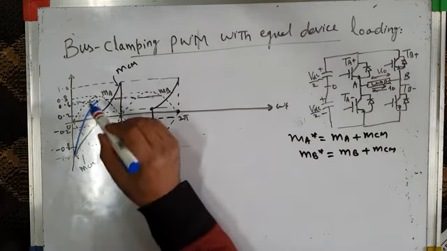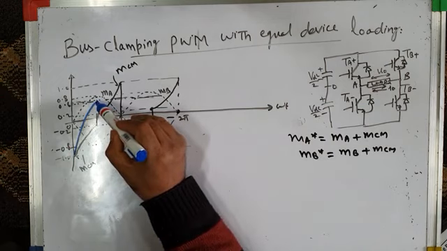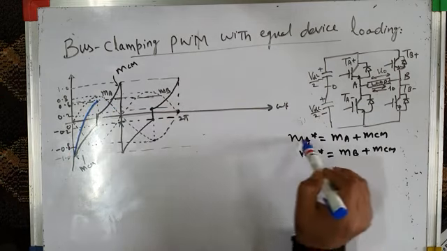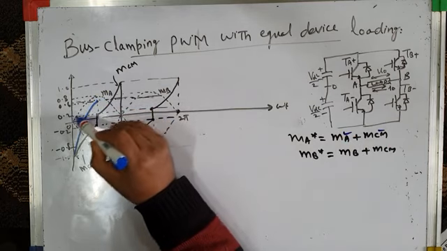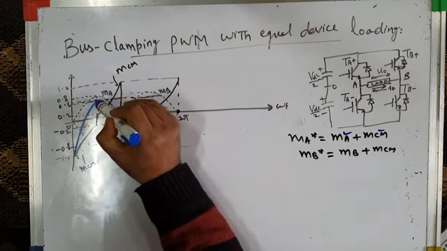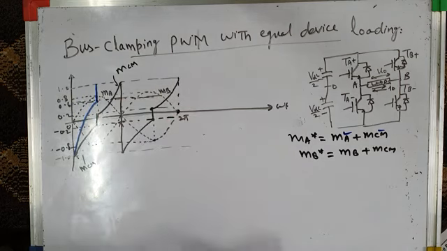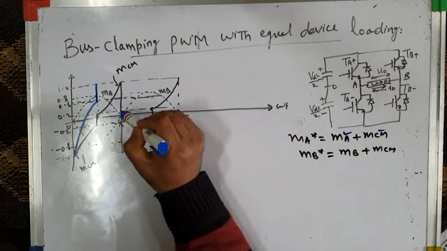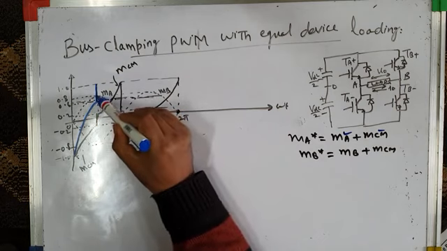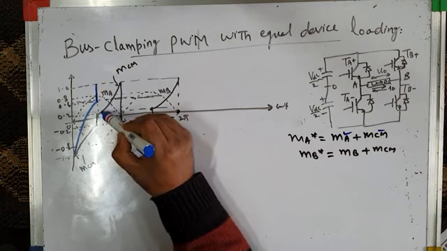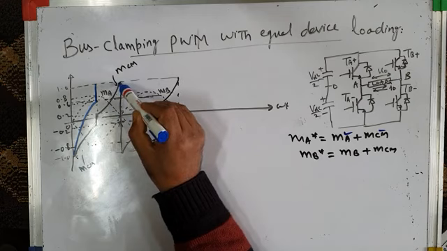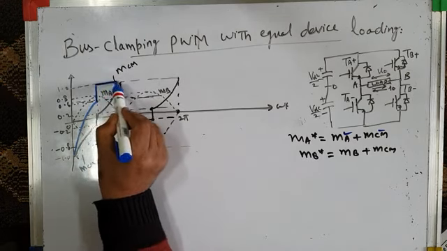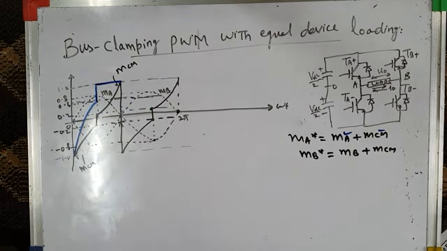Then from 90 to 180 degrees, you can see MA star is again MA plus MCM. Your MA is 0.8 and what is MCM at this point? 0.2. What is 0.8 plus 0.2? 0.8 plus 0.2 is 1. That means it will jump to 1. And then from 90 to 180 degrees, if you add MA and MCM, this is MA. MA is decreasing sinusoidally and MCM is increasing sinusoidally. And at this point, MA is 0, MCM is 1, and it means it will get clamped to 1. So it will be all throughout 1 only.